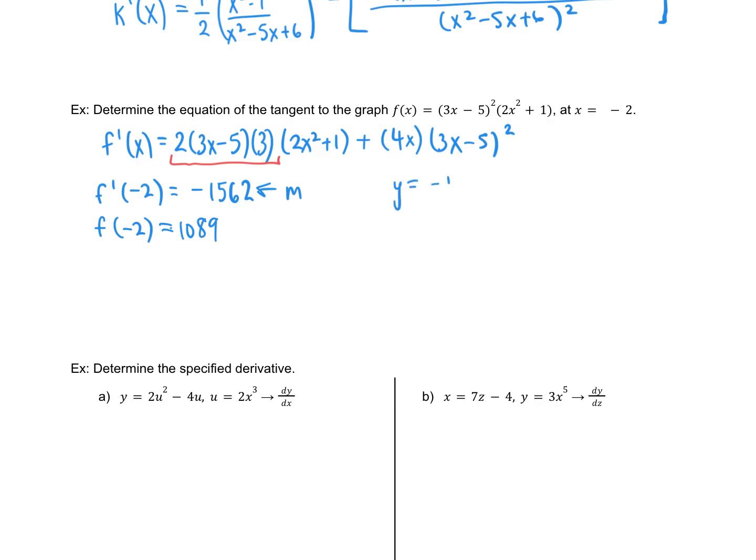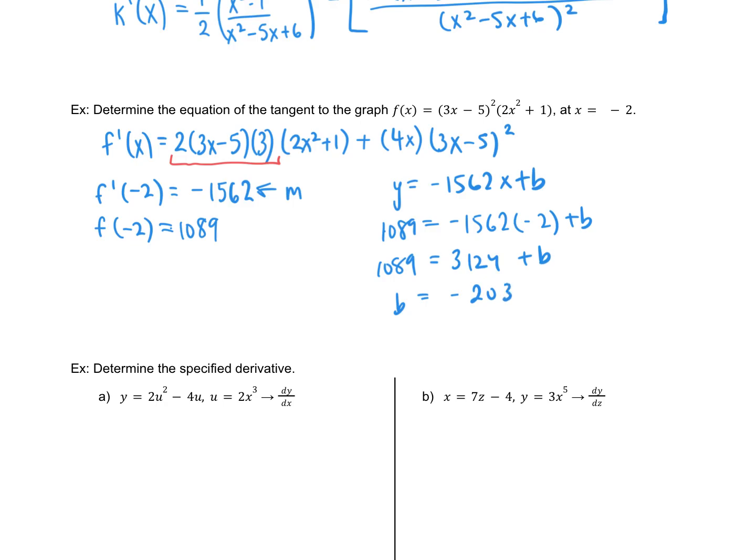And now let's go into y equals mx plus b. Okay, there's my slope. I'm gonna plug my point in, and clean this up. So, very typical question. Okay, there's my y-intercept, and putting it all together, y equals -1,562x minus 2,035.